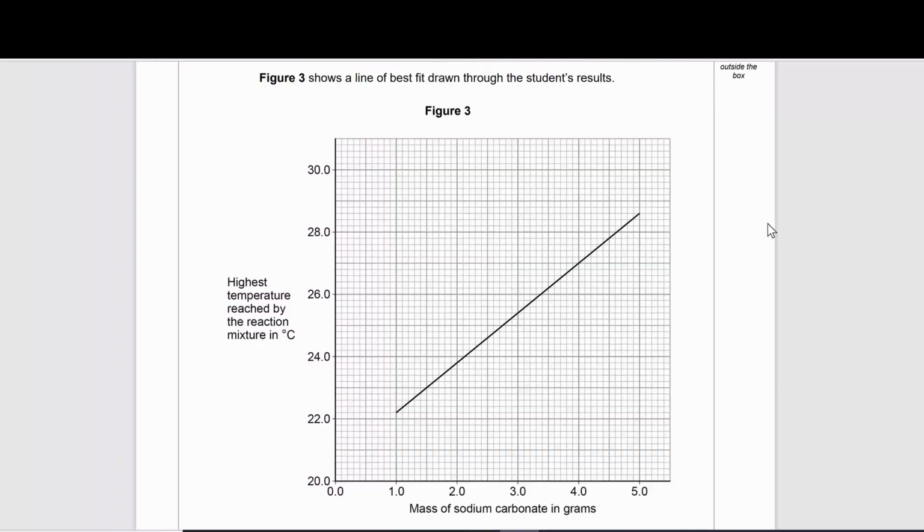Figure 3 shows a line of best fit drawn through the student's results. So it's given us a graph. On the x-axis, it's labeled with mass of sodium carbonate in grams. On the y-axis, it's given us the highest temperature reached by the reaction mixture in degrees Celsius.